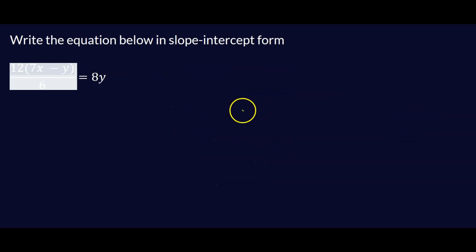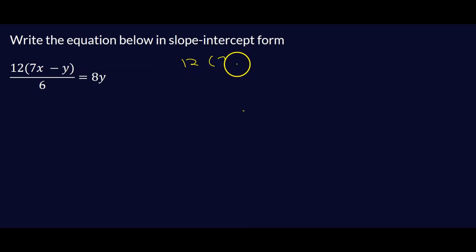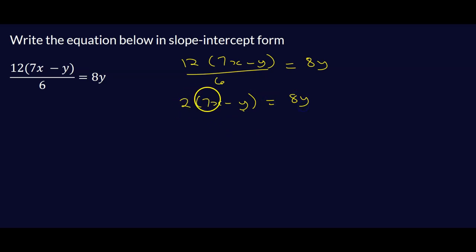Let's do a few more examples. So we have 12 multiplied by 7x minus y over 6 equal to 8y. Let's deal with the parentheses first. So we can simply have 12 divided by 6. That's going to give us 2. So that is 2 times 7x minus y equal to 8y. Now we're going to distribute 2 into the parentheses. We have 14x minus 2y equal to 8y.